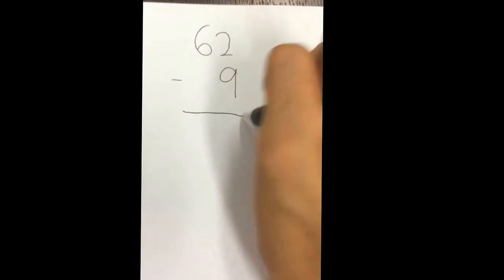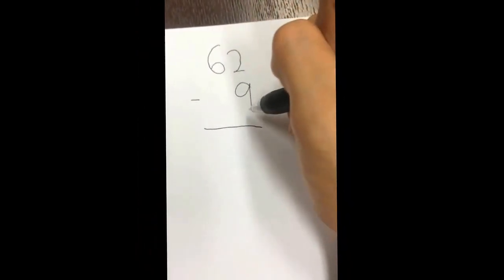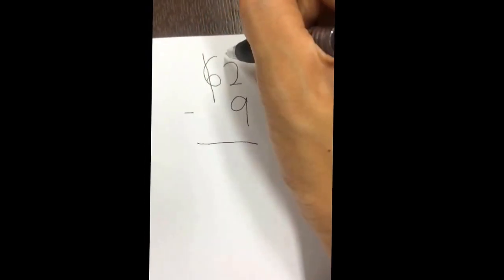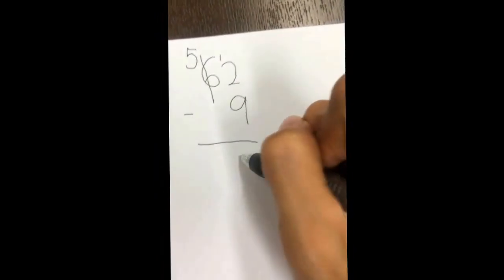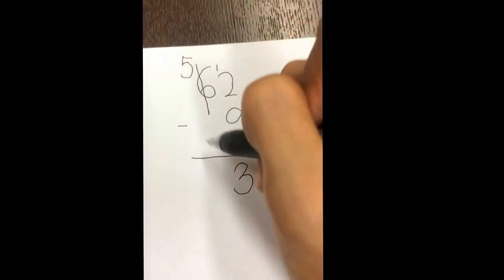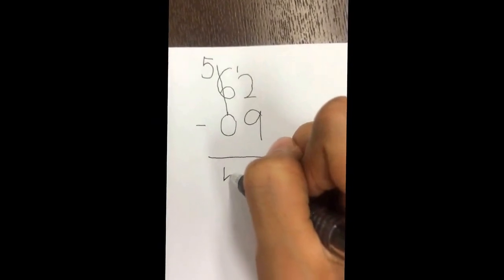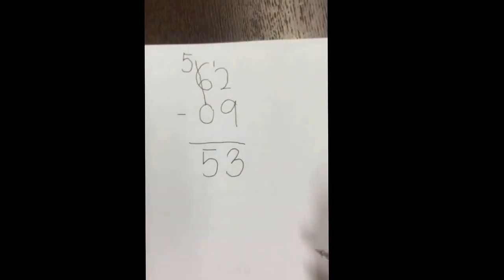The example just now was just to show you how it works. But this is how you do your working. 62 minus 9. 2 cannot minus 9, so you borrow from 6. And 2 gets 1. And 6 becomes 5. This is how you should write your working. What is 12 minus 9? 3. And what is 5 minus 0? 5. This is how you should write your working.